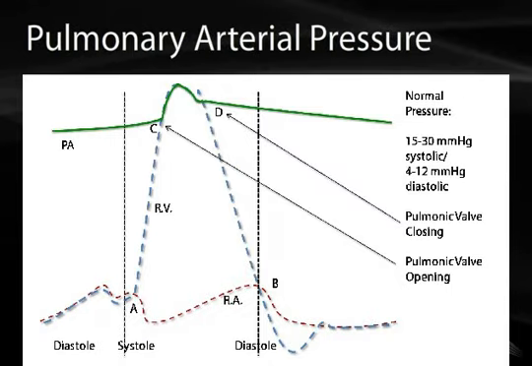Here you can see pulmonary arterial pressure superimposed on this diagram. At point C, the pulmonic valve opens. At that point, right ventricular blood enters the pulmonary artery. At point D, the pulmonic valve closes. A normal pressure in the pulmonary artery equals approximately 15 to 30 millimeters of mercury systolic over 4 to 12 millimeters of mercury diastolic. A mean pulmonary arterial pressure greater than 25 usually denotes pulmonary hypertension.